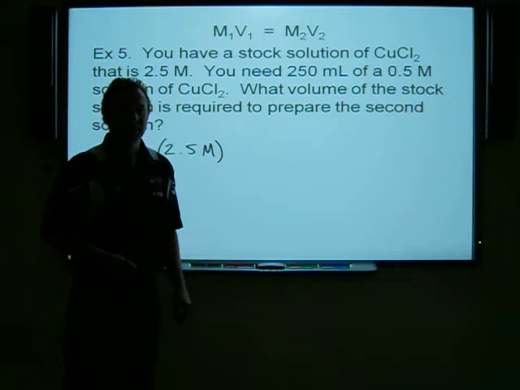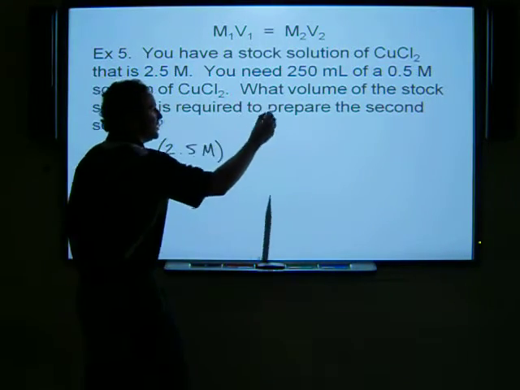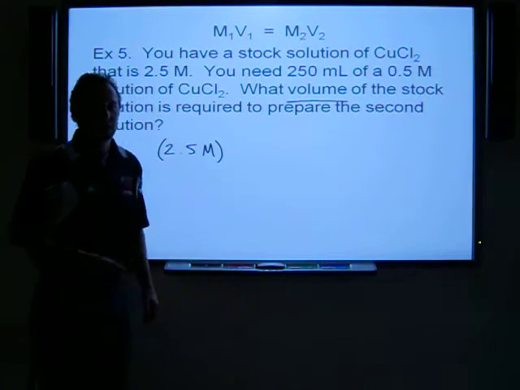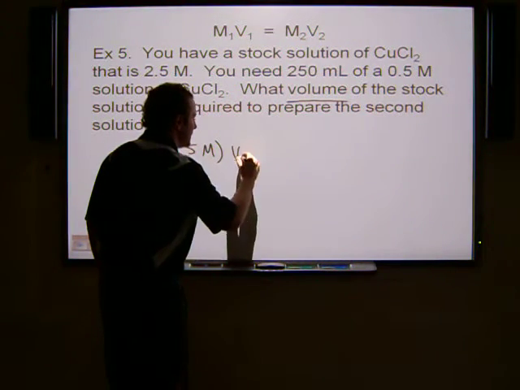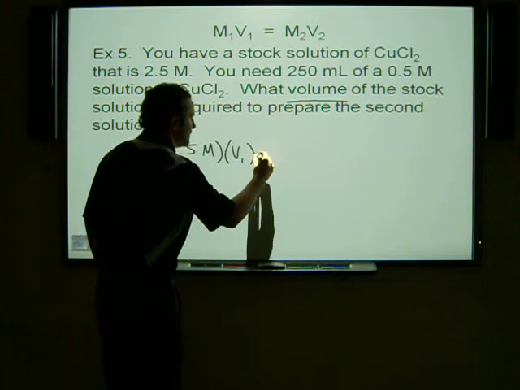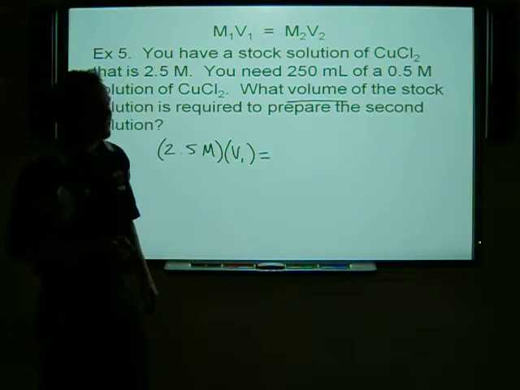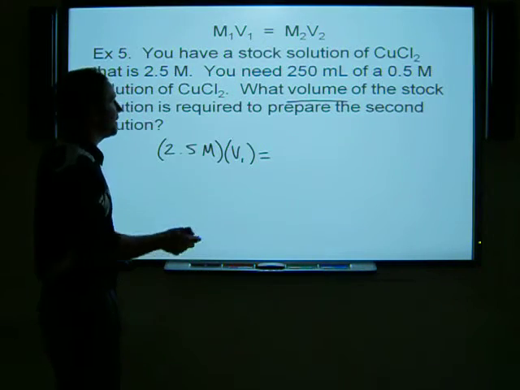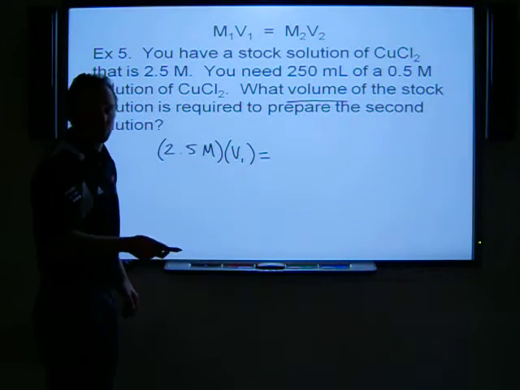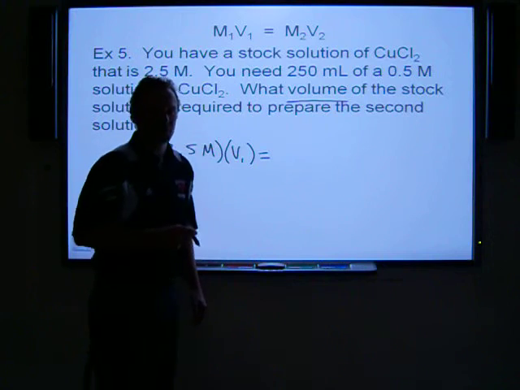The volume, that's what we don't know. We're actually trying to determine the volume of stock solution. I don't know how much of this we need, but we're going to find out soon enough. So for that, just like always, I'm going to put my variable, V1. Next, now we're going to go to the solution that I want to create. This new solution is going to have 0.5 molar as our concentration, and we want to have 250 milliliters.